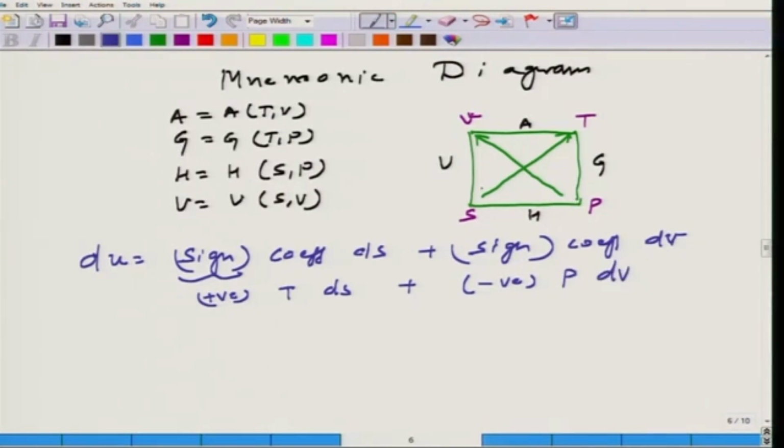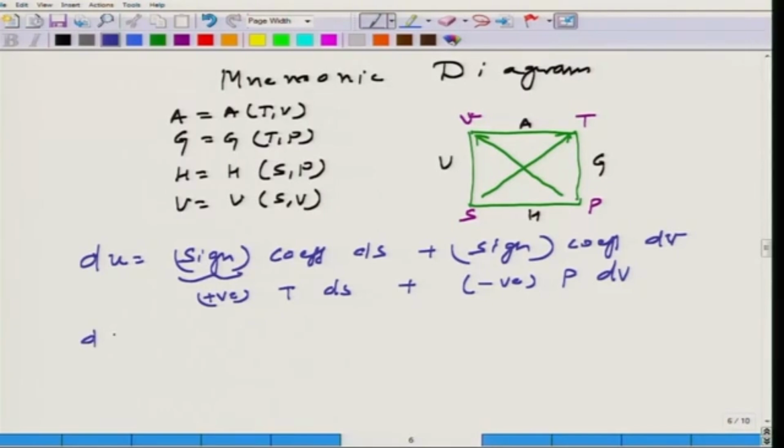So the variables are at the end of the line here, and the coefficient is the diagonally opposite variable or vertex. The sign is positive when the arrow is away from the independent variable. If it is towards itself, then it's negative. So that is how we can also make use of this kind of diagram. With this we can also do some exercise here.